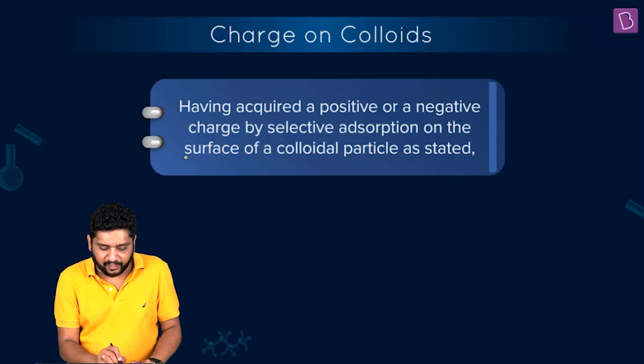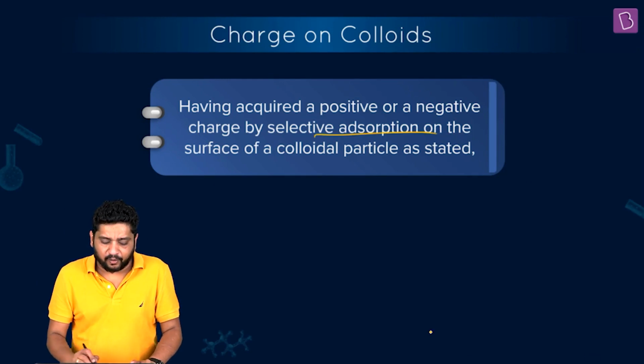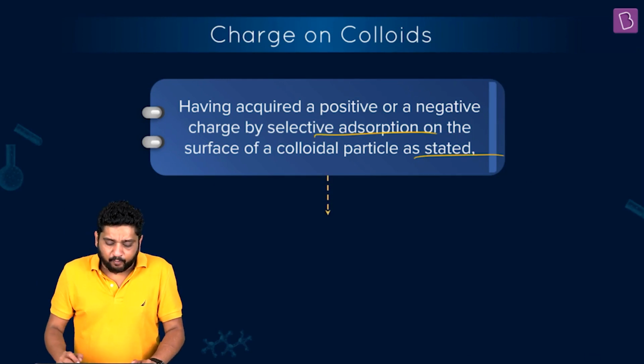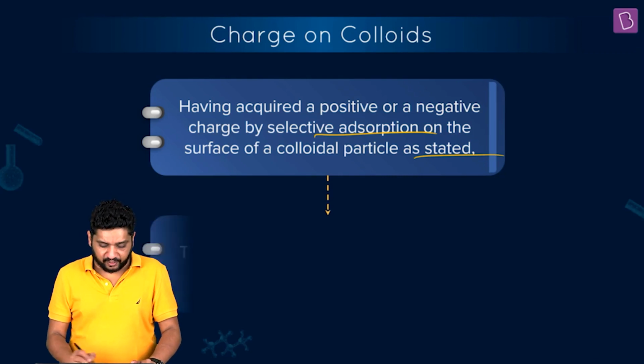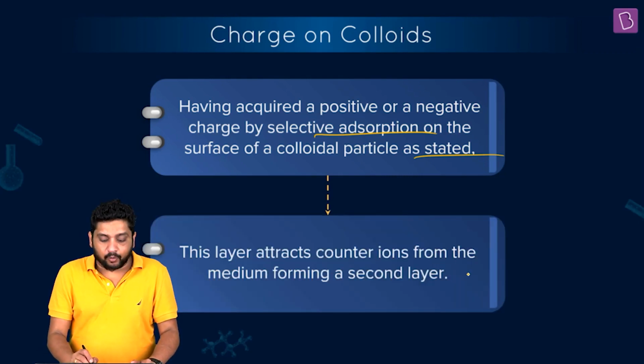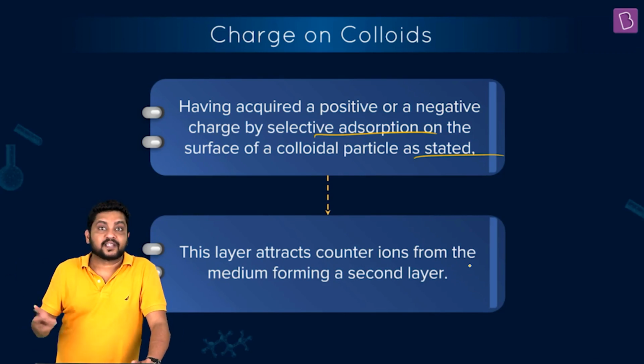Having acquired a positive or negative charge by selective adsorption on the surface, as stated, what do we see after this? This layer attracts counter ions. I mean, obviously we know opposite ions attract, right?